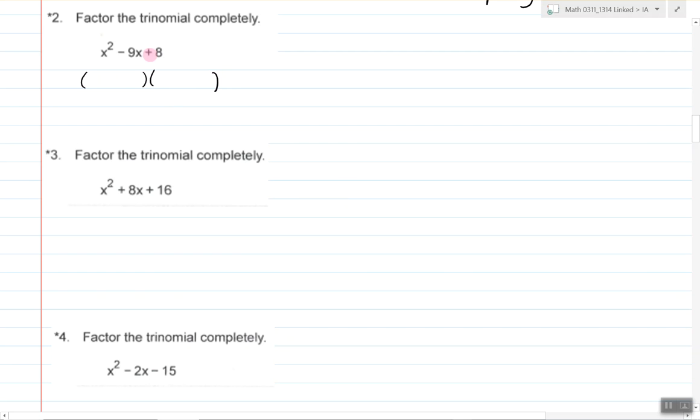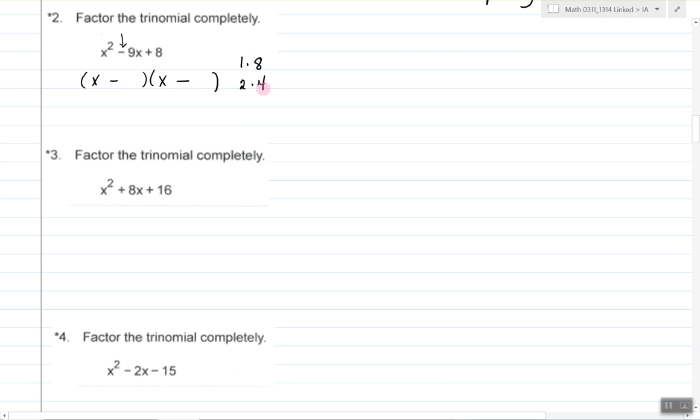All right, I like to work on the signs next. The last sign is positive. That means that it is either a plus and a plus or a minus and a minus. Because the middle sign is negative, it is a minus and a minus. Now I know that the first times the first has to give me x squared, so it's x times x. The product of the last have to multiply together to give me 8. So it's either 1 times 8 or 2 times 4.